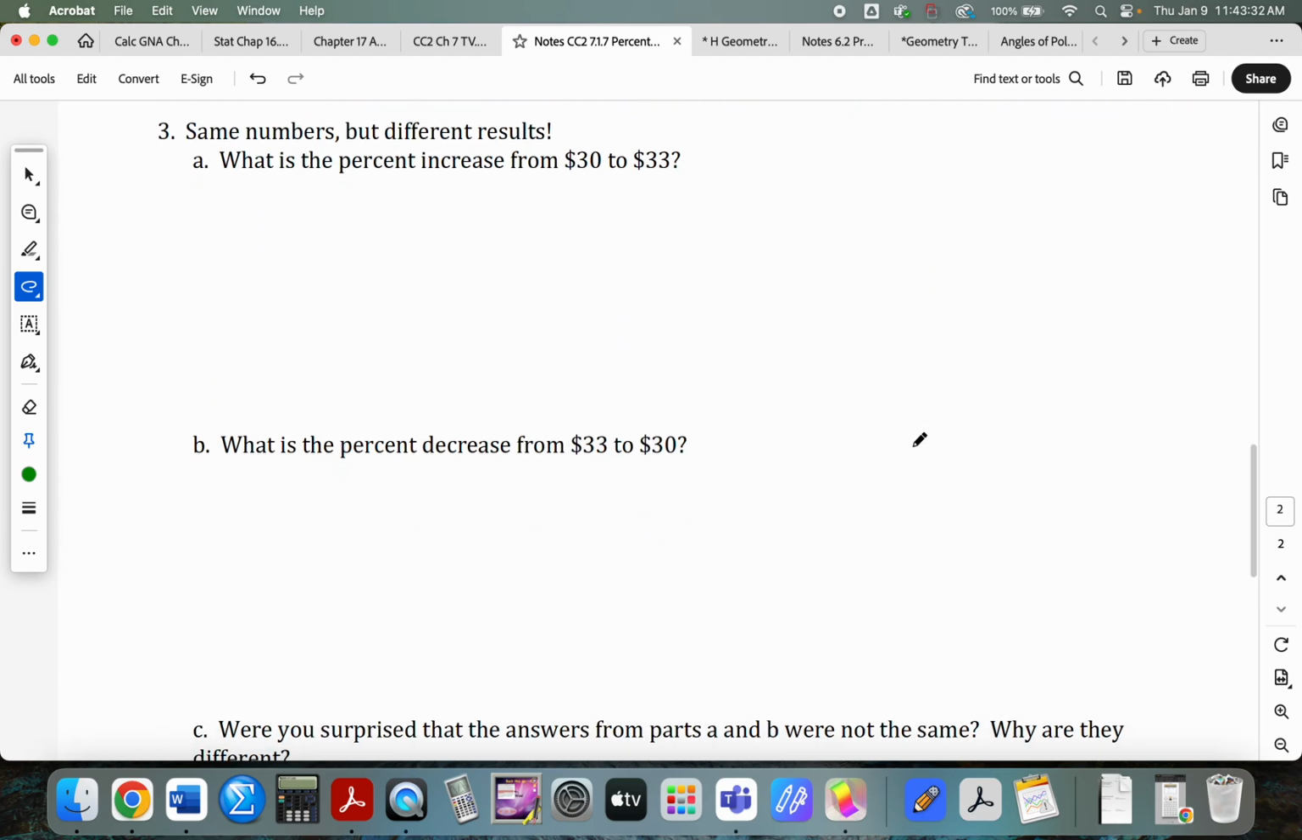So let's take a look at this real quick. Got the same numbers, but we're going to have different results. What's the percent increase from $30 to $33? 10%. So, yep. But we're going to work it out real quick. From $30 is 100% to $33, the increase is $3. And this is a really easy one to solve. 30 over 100 is equal to 3 over x. What does 30 over 100 reduce to?